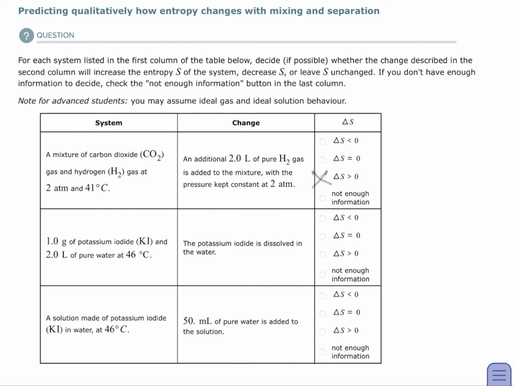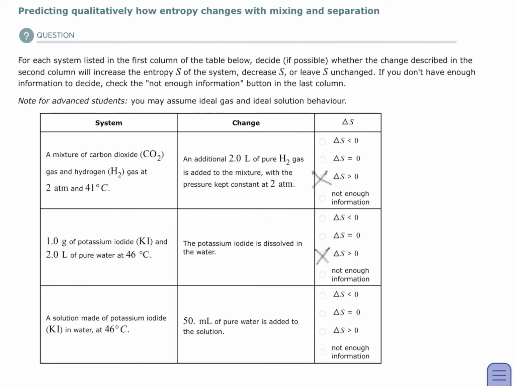Okay? So the second one, I've got potassium iodide, I've got water. They're separated. So I've got two pure substances, and I'm going to dissolve the salt in the water. You know that the potassium ions and the iodide ions will separate, and you're going to have more randomness, more chaos. So when you dissolve it, you're going to have more entropy. Entropy will go up in this case also.